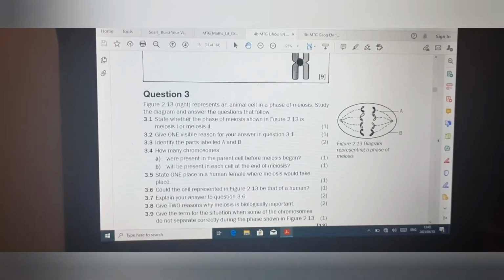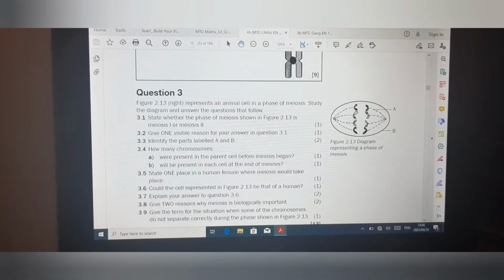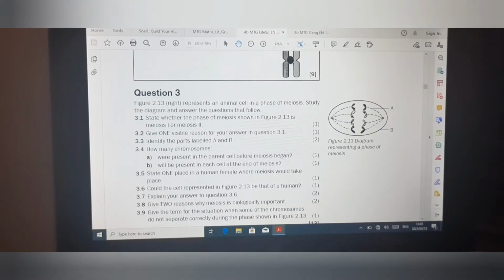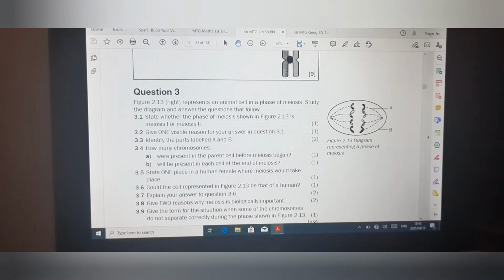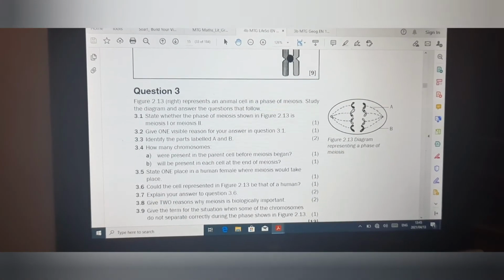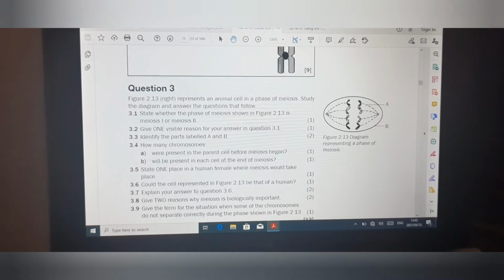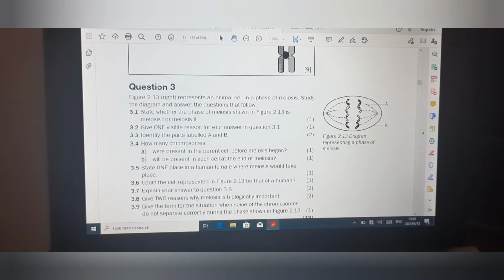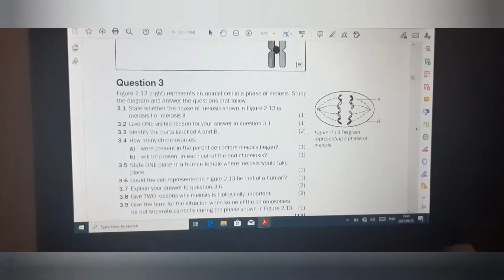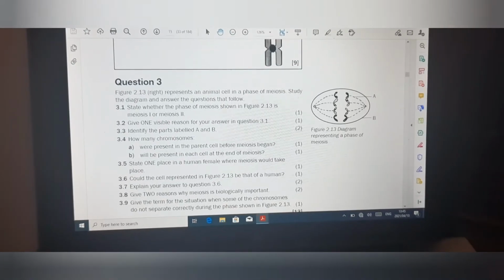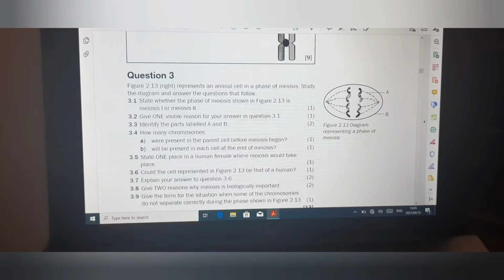Let's go to question number 3. Figure 2.1.3, on the right, represents an animal cell in a phase of meiosis. Study the diagram and answer the questions that follow. If you look at the diagram, the chromosomes are being drawn towards the end poles. So this is a phase in meiosis. And then there's a label for A, there's a label for B. Now let's answer the questions.